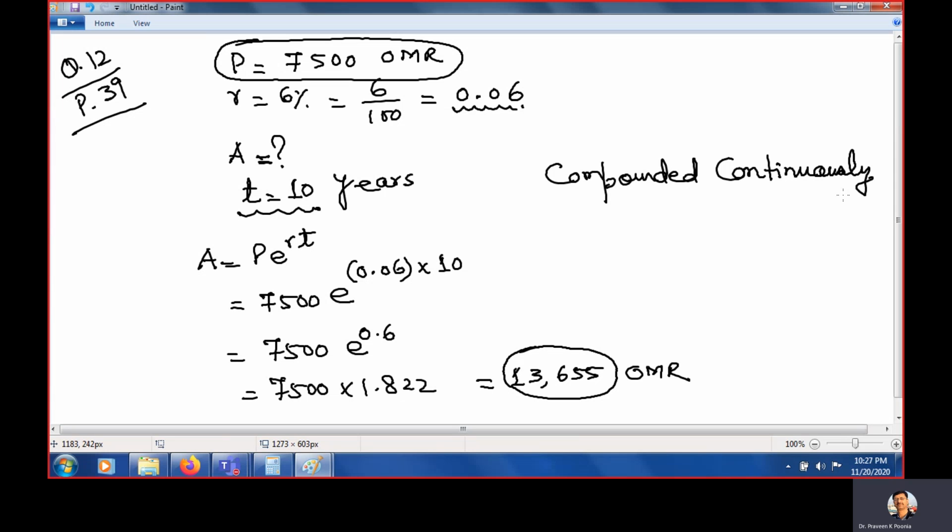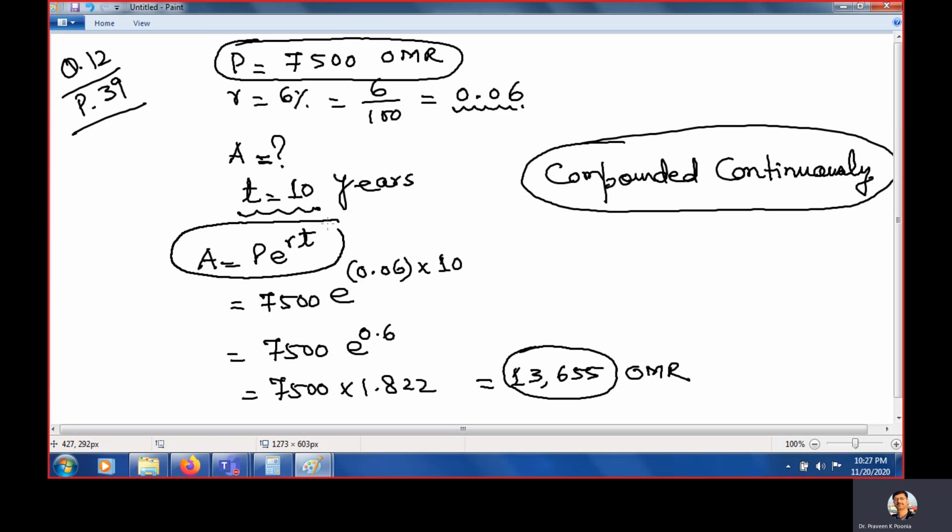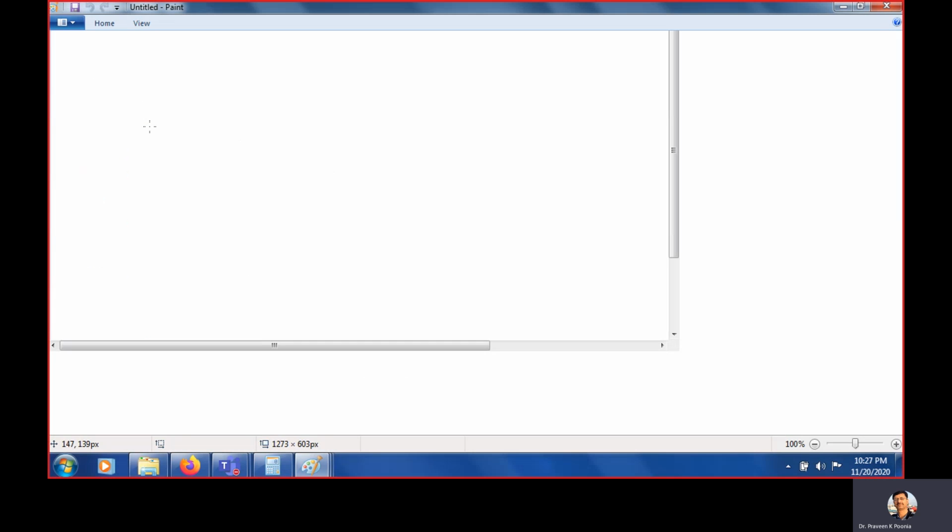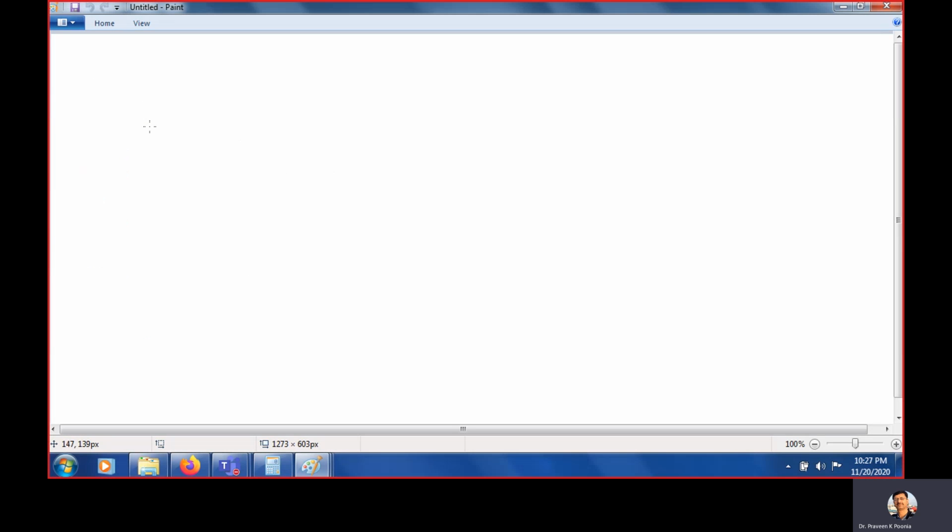There are so many ways: compounded annually, compounded half yearly, compounded quarterly, compounded monthly, compounded every day. Clear? So there are so many formulas, but in your syllabus it is compounded continuously. Compounded continuously means the e formula. That means A is equal to P e to the power RT. That you need to remember. So this is one type of problem, where we are asking how to evaluate the value compounded continuously.